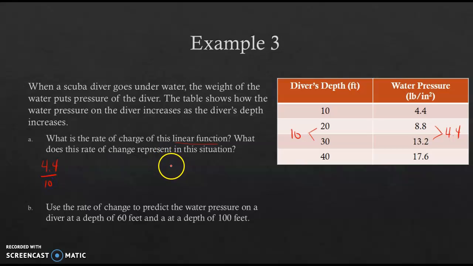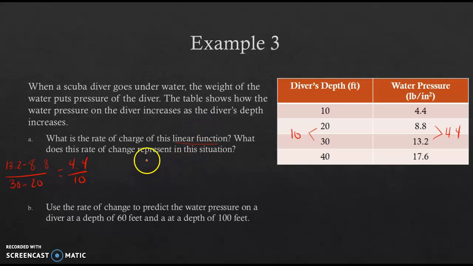Another way I could have set this up, just like we've been doing with slope, is writing it out: 13.2 minus 8.8 over 30 minus 20. So again, rate of change is just slope. So we ended up with 4.4 over 10.